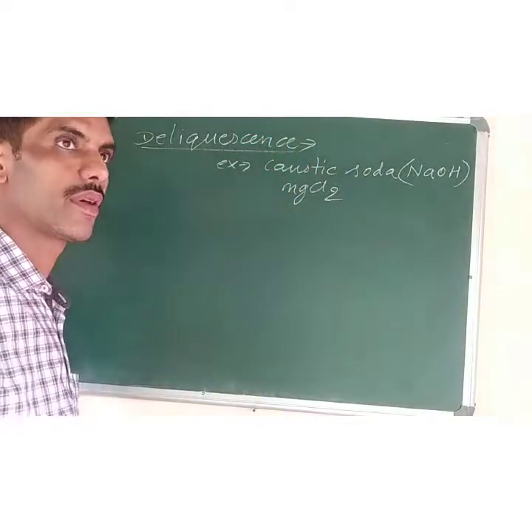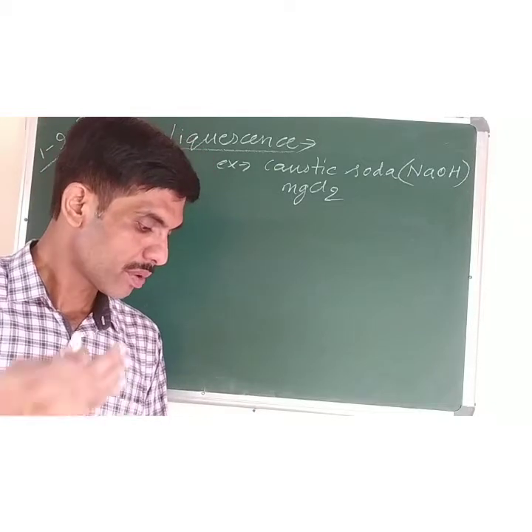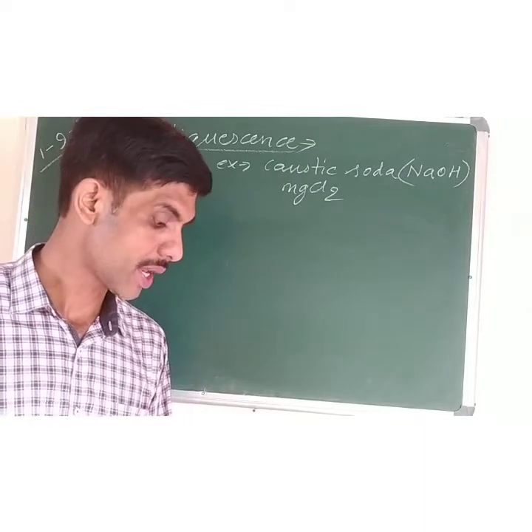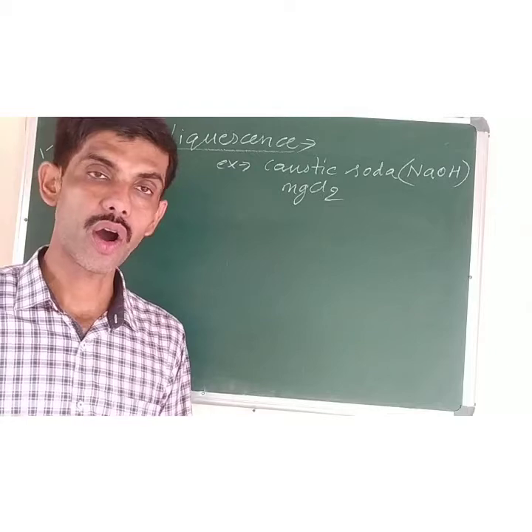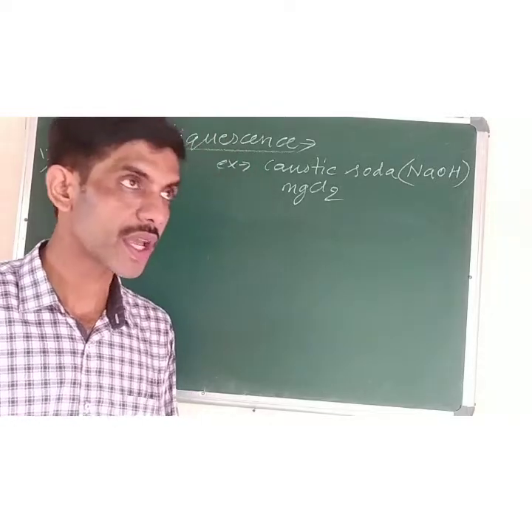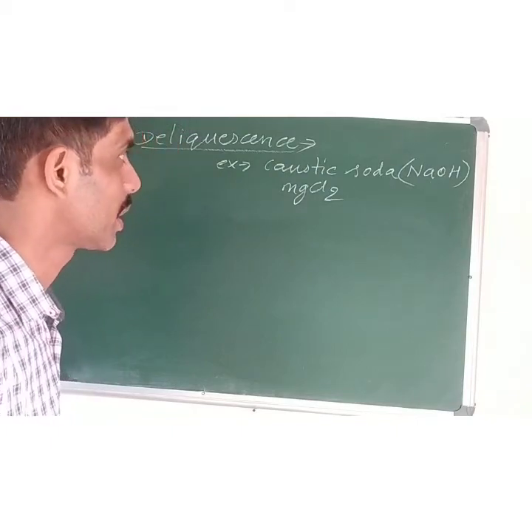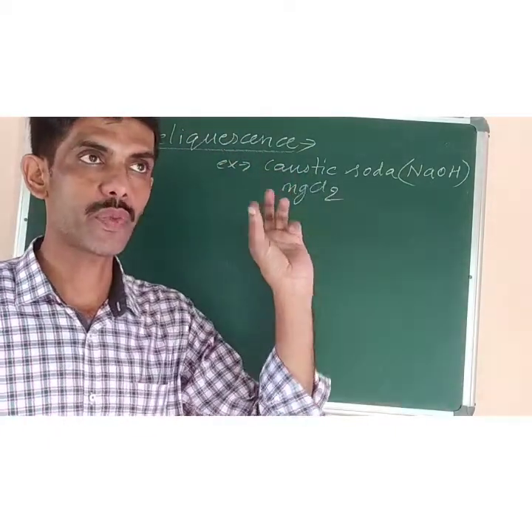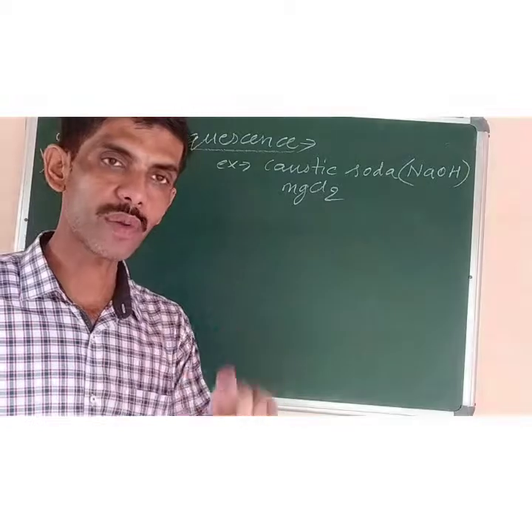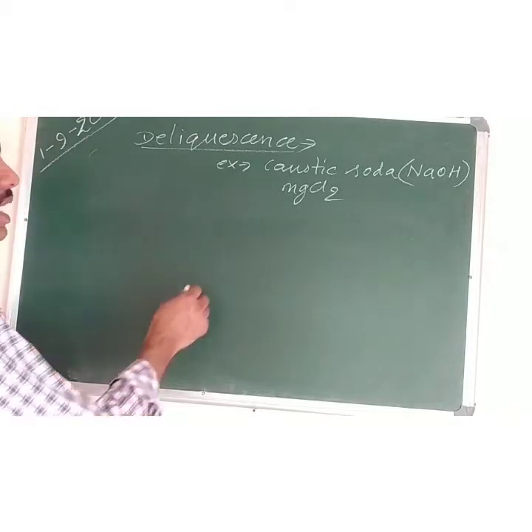Deliquescence is the phenomenon in which a water-soluble substance, on exposure to the atmosphere at an ordinary temperature, absorbs moisture from the atmosphere and becomes moist, and finally dissolves in that moisture to form a saturated solution. Such substances absorb moisture from the atmosphere, get dissolved in that moisture and form a solution. This is called deliquescence, and the substances are called deliquescent substances.